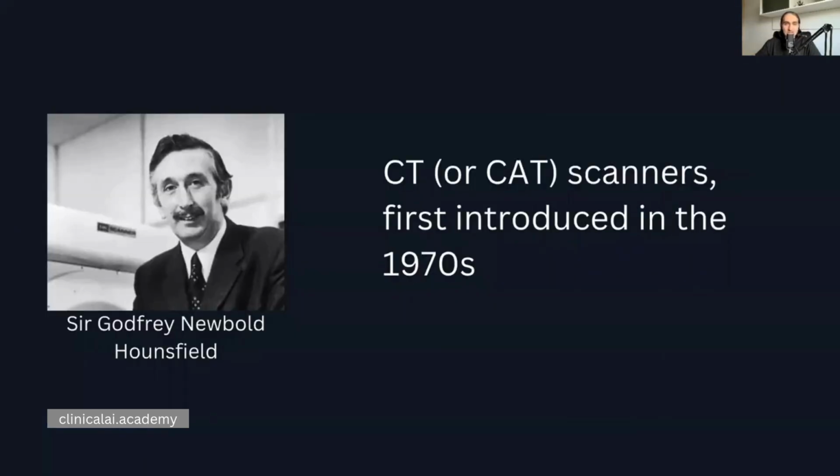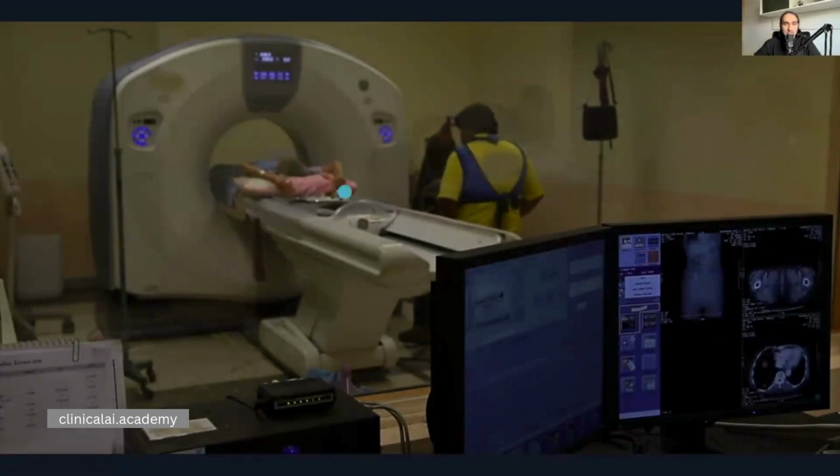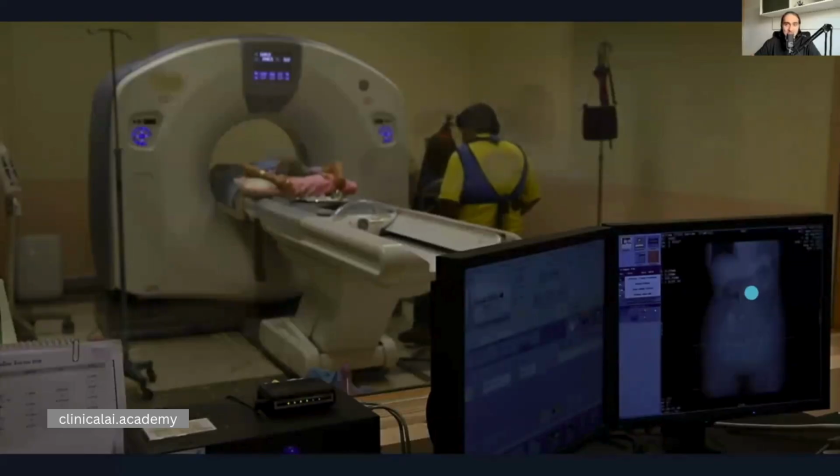CT or CAT scanners were first introduced in the 1970s, and we're seeing here Sir Godfrey Newbold Hounsfield, an English electrical engineer who won the Nobel Prize for Physiology and Medicine with Alan Cormack for his part in developing the diagnostic technique of computerized axial tomography, or CAT, also referred to as computerized tomography, CT scans. In this technique, information is obtained from X-rays taken in this device, the gantry, which rotates around the patient, and the data are combined by a computer to yield a high resolution image of a slice of the body.